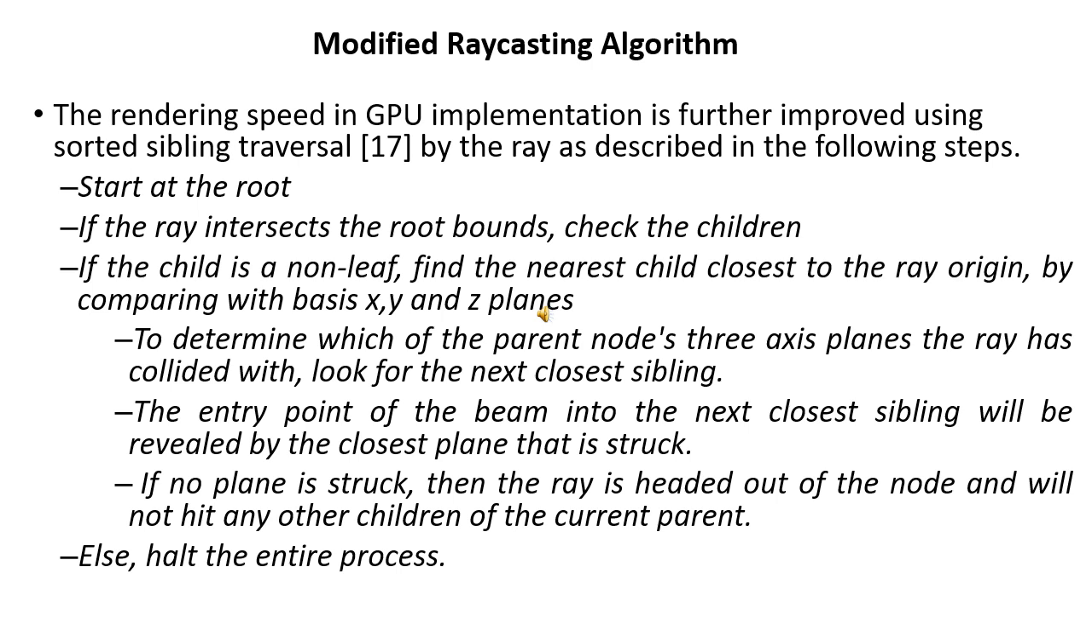To determine which of the parent node's 3 axis planes the ray has collided with, we look for the next closest sibling. The entry point of the beam into the next closest sibling will be revealed by the closest plane that is struck. If no plane is struck, then the ray is headed out of the node and will not hit any other children of the current parent. Else, if the child is a leaf, we can halt the entire process.